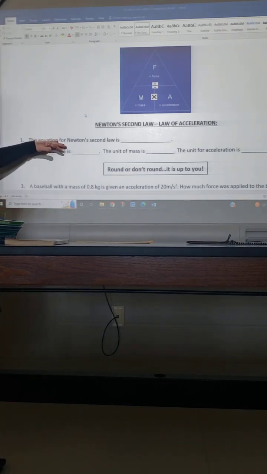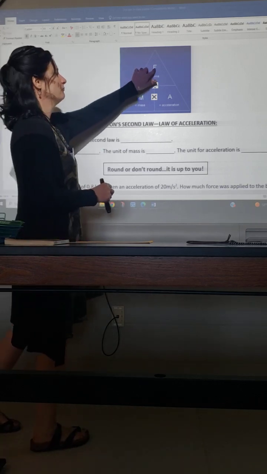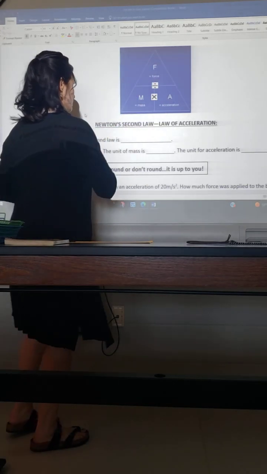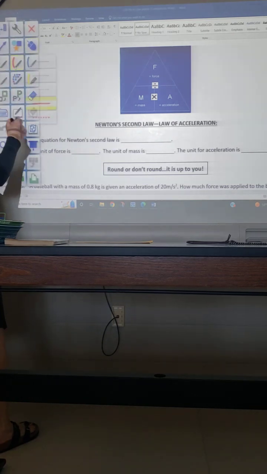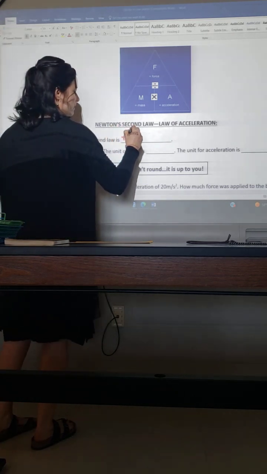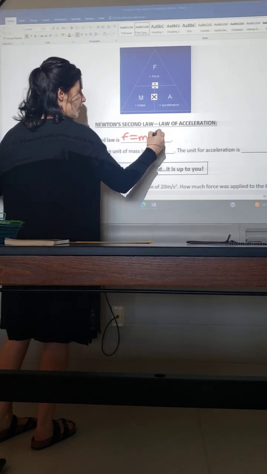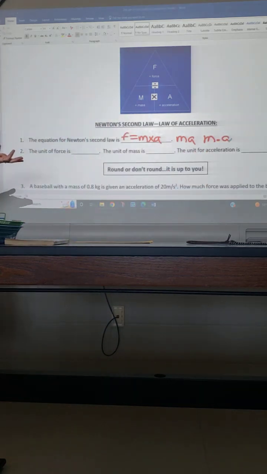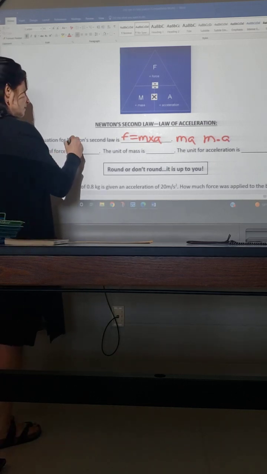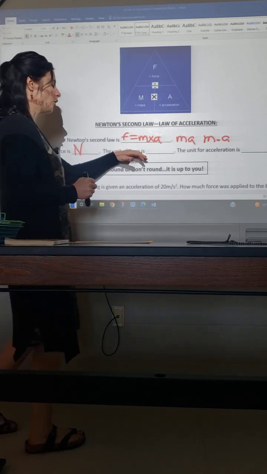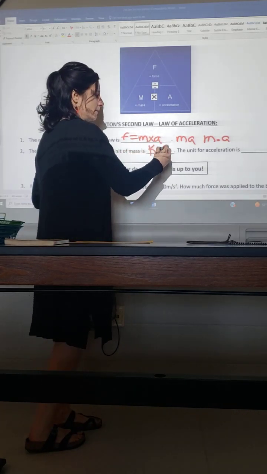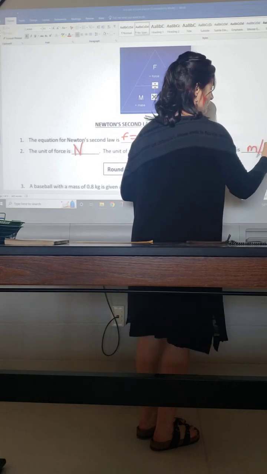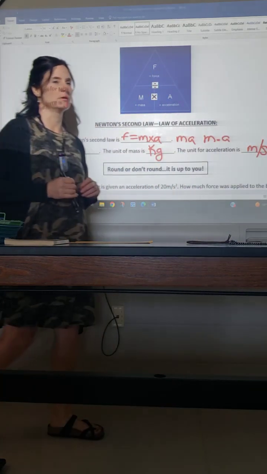Okay, so our equation for Newton's second law is force equals mass times acceleration. So F equals M. You can do the times A, you can just do the MA, you can do the M dot A, however you're comfortable putting that down as multiplication. So we just said the unit of force is going to be the capital N Newton. For all of these, mass is always the kilogram, and acceleration is always the meter per second squared.